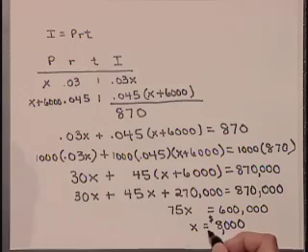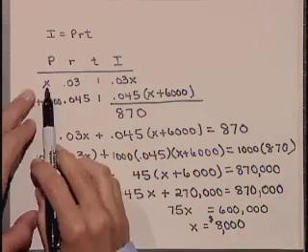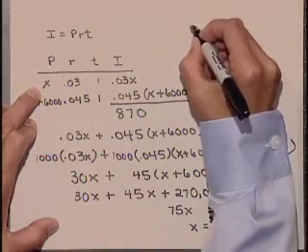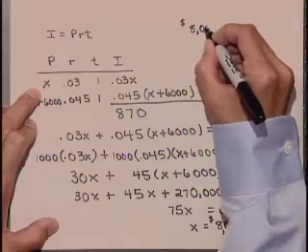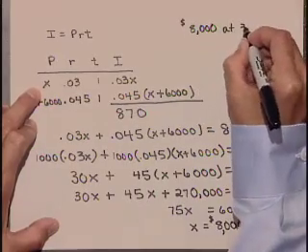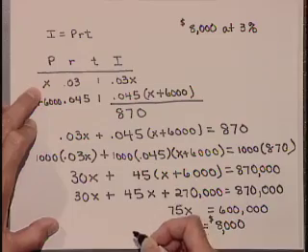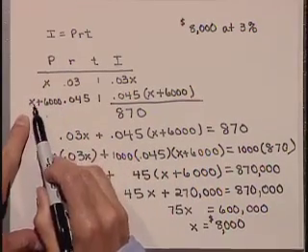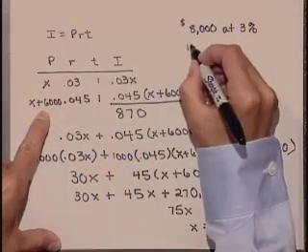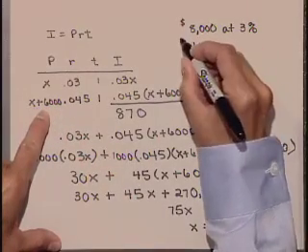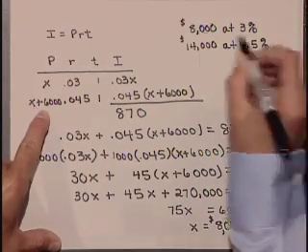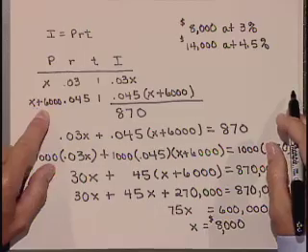Now let's make sure that we've answered the question that's asked. And the question is, how much did he invest at each rate? We've solved for x. x represented our amount invested at 3%. And so $8,000 is invested at 3%. And our second amount is x plus 6,000, or 8,000 plus 6,000 is 14,000 at 4.5%. 8,000 at 3%, 14,000 at 4.5%.